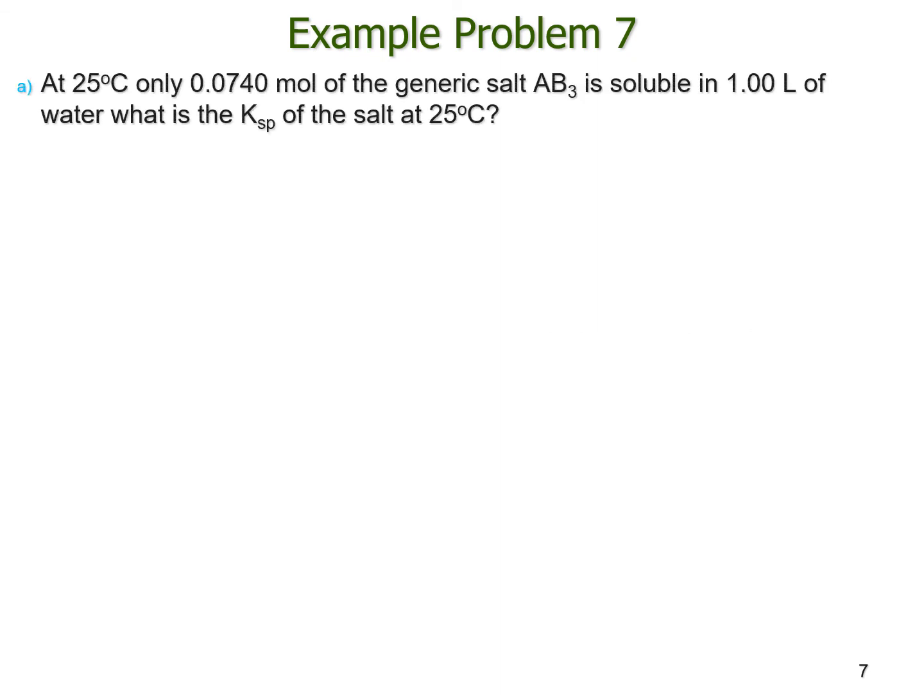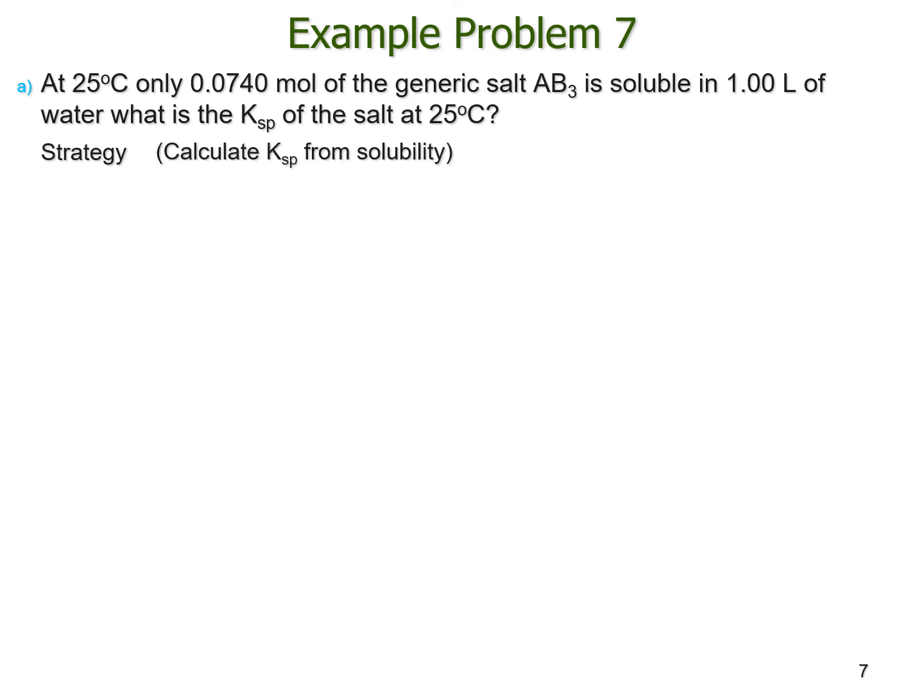Now, let's start off our first question. We have a solubility of a generic salt as its mole solubility. That means only 0.0740 moles in 1 liter of the water. The question wants to know what the KSP of the salt is. You may wonder what happened to the temperature. Temperature is probably just to make sure that the concentration doesn't change, or KSP doesn't change. Remember, KSP is a function of temperature, like the rest of the equilibrium constants.